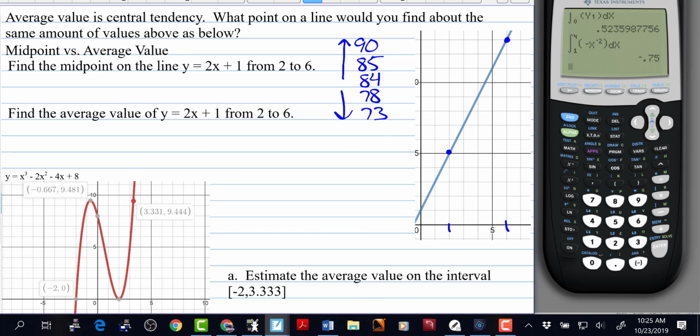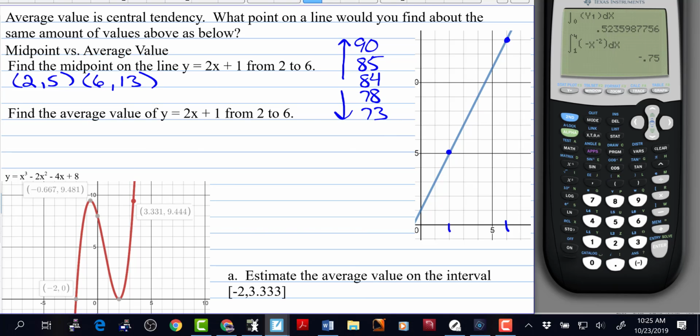The thought I had this morning is it has to be the midpoint. There's no other value it could possibly be. So let's find the midpoint on the line y equals 2x plus 1 from 2 to 6. So we have the point 2, 5, since 4 plus 1 is 5, and the point 6, 13. The average value on a line has to be the y value of the midpoint.